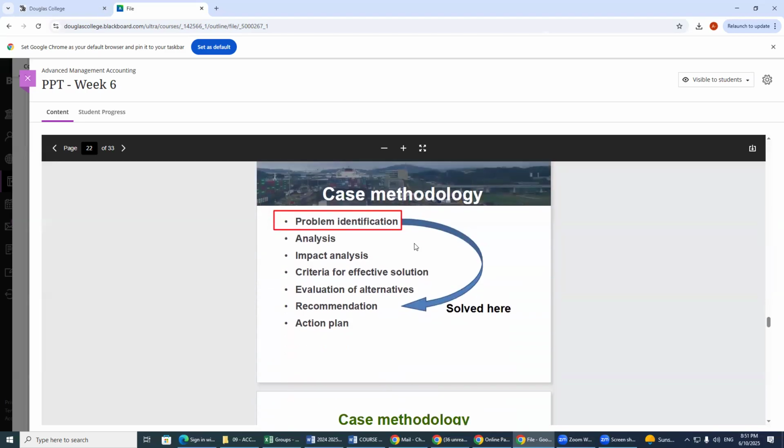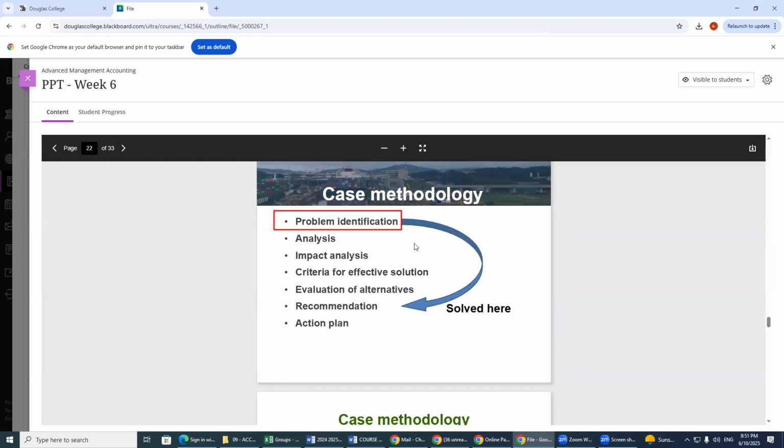So on the case methodology, if you go back to the case methodology, first we're going to identify the problem. The problem with this company will be very simple. The company is losing money. Then we have to do analysis. Then we have to do impact analysis.